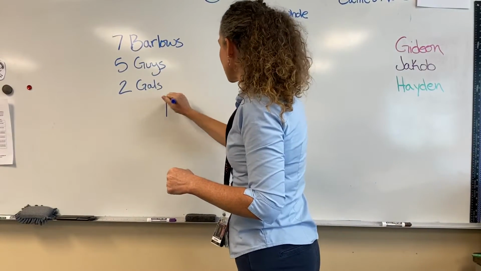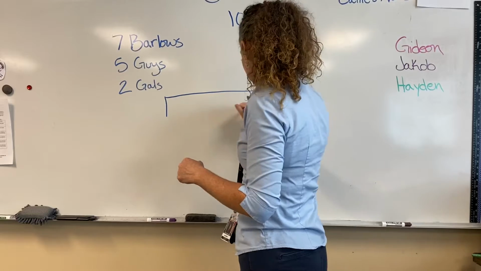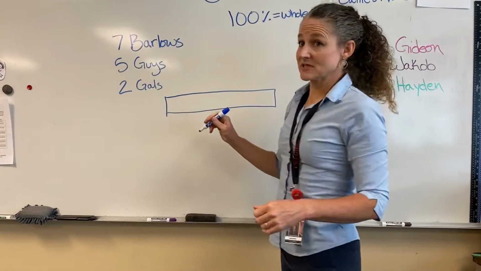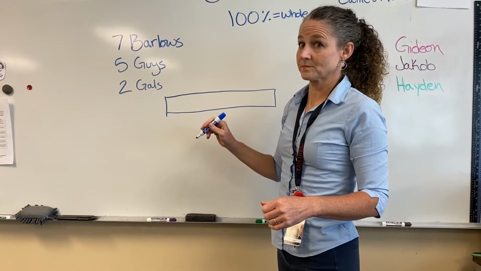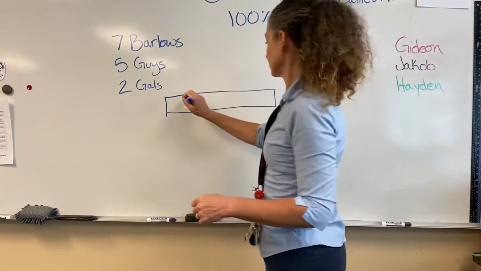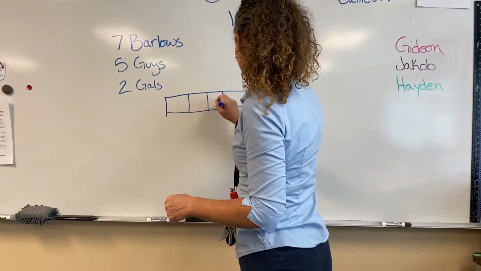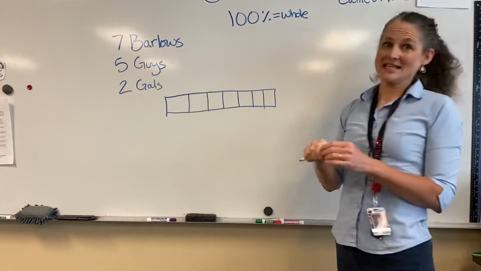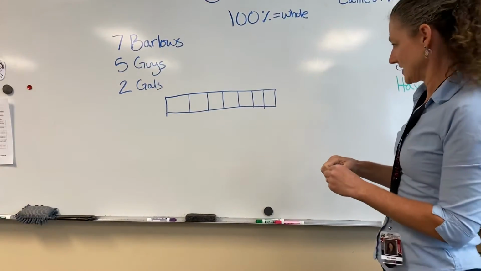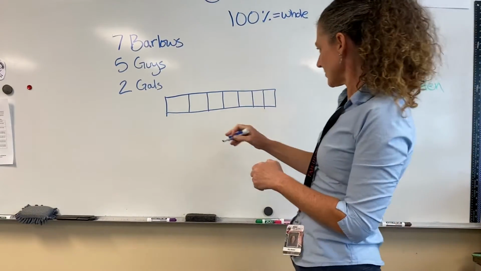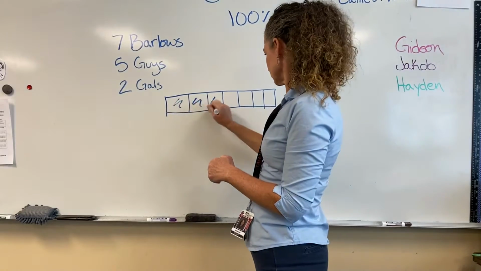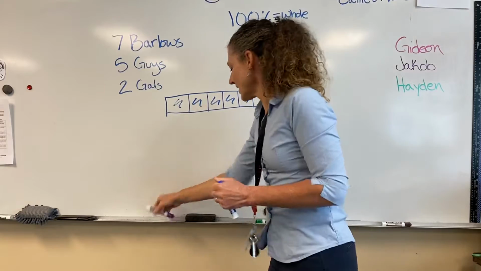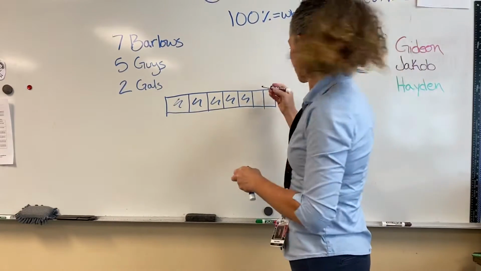So if I do this with a tape diagram, I'm going to divide it into how many slices? 7. 1, 2, 3, 4, 5, 6. That was uneven, but we're going to pretend that it's even. So how many of these are boys? 5. And then there's 2 girls, and we're going to do the girls in purple.